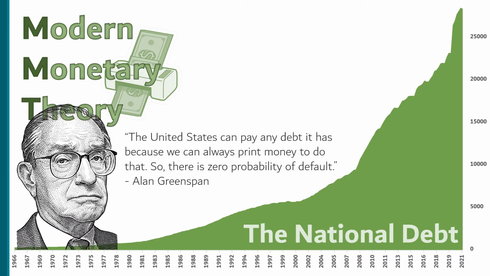Even the conservative former chairman of the Federal Reserve, Alan Greenspan, agrees. He said to Congress, "The United States can pay any debt it has because we can always print money to do that. So there is zero probability of default." This is important when it comes to situations like the one Greece faced in the 2010s, where it was no longer able to pay its debts. Greece is part of the euro, a currency union that many European nations have adopted, which means that Greece could not just print more euros when the bills came due, as the US can.